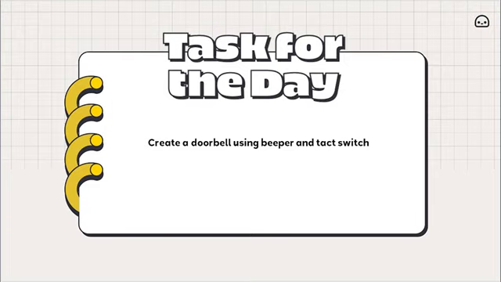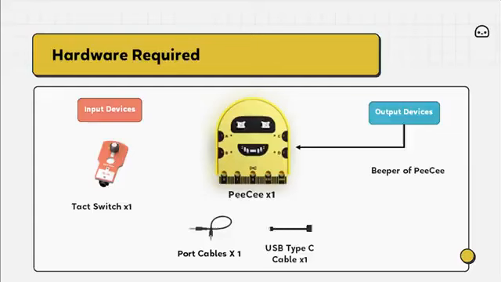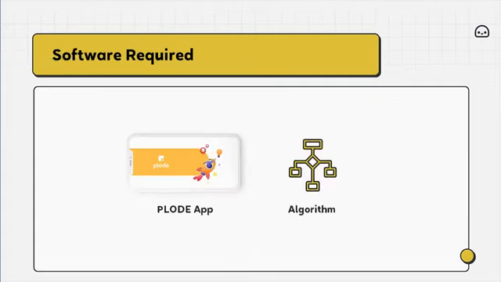Now let's look at the materials required. The hardware parts required for the project are a PC, a port cable, a power bank, one USB Type-C cable, and we need one input device, which is the tact switch. The output device is the inbuilt beeper of the PC. Software requirements. We need upload app and algorithm for this project.